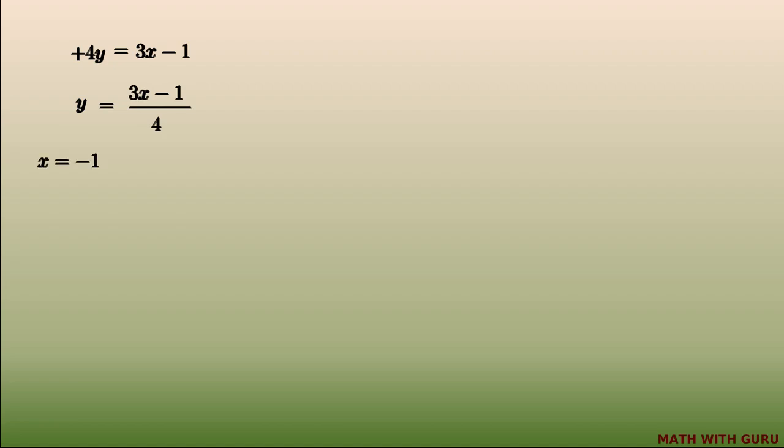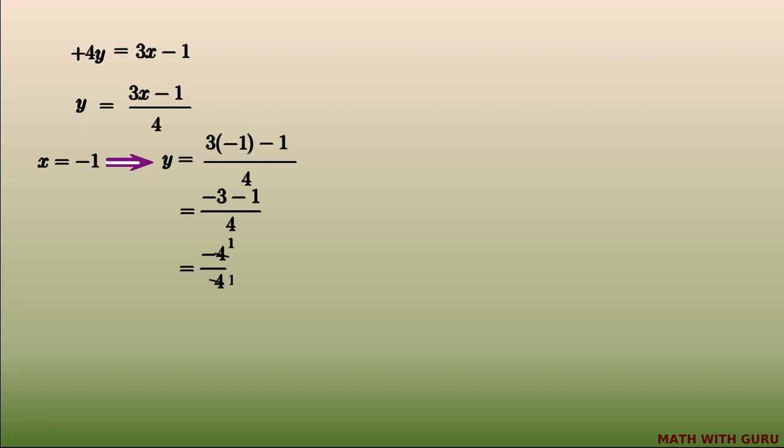Here, by trial and error, I have found that if we give minus 1 to x, then we get an integer as the value of y. Let us see. 3 into minus 1, divided by 4. Minus 3 minus 1 divided by 4. Minus 4 divided by 4. 4 ones are 4, equals minus 1. The next value of x can be found like this. Consider the previous value of x and this denominator. Add them together. Minus 1 plus 4 equals plus 3.